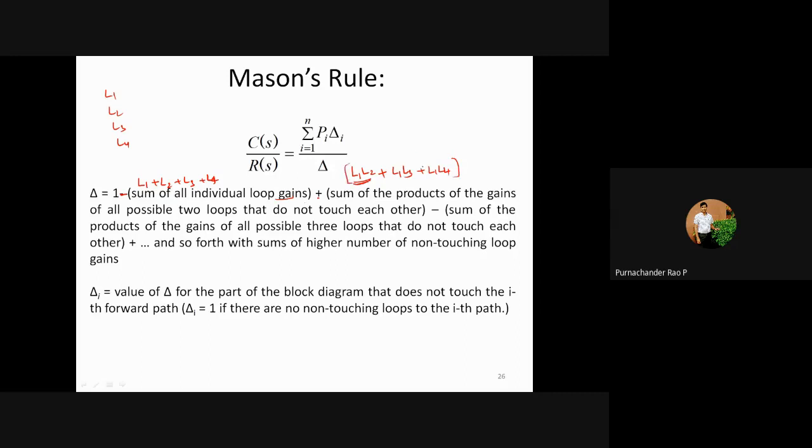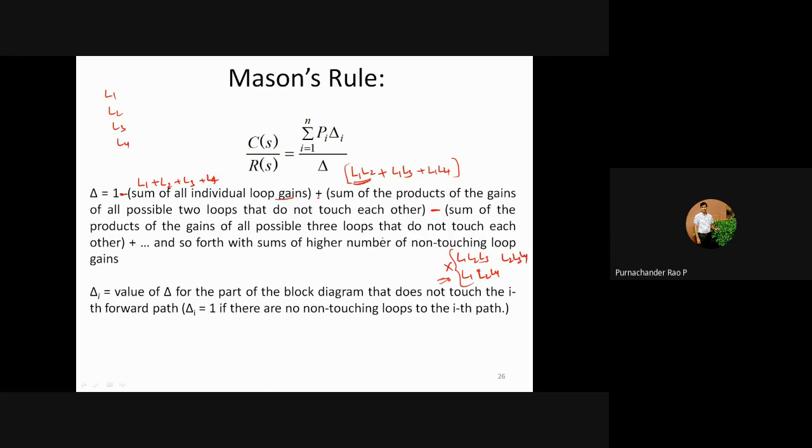That was for the previous problem we discussed. Then minus the sum of the products of the gains of all possible three non-touching loops. That means you take products of L1L2L3, or L1L2L4, or L2L3L4. These are the possibilities of three non-touching loops. But for our problem, these are all zero. There are no three non-touching loops available, and therefore we stop the problem here.